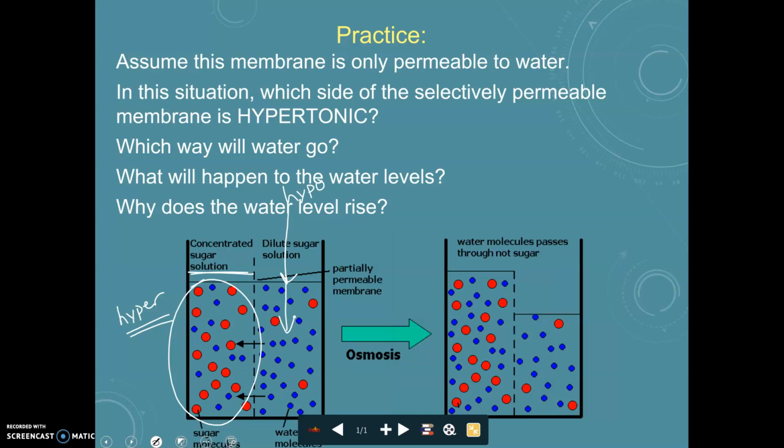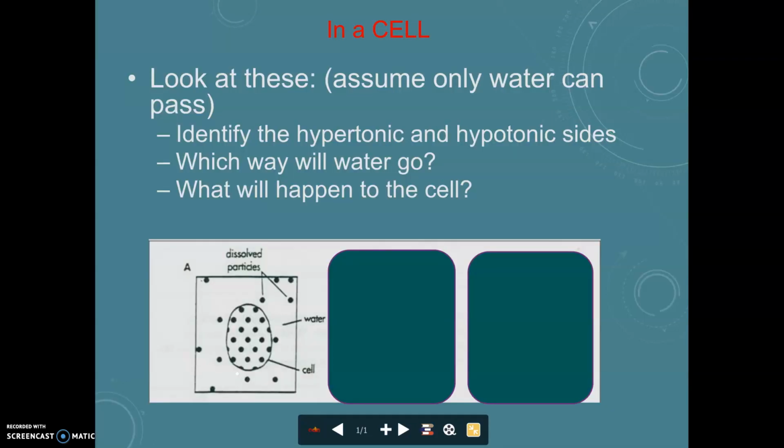And look what happens. So the water went this way. Now, even though you didn't have numbers, you should still know water's going to go to the side that has a higher concentration of solute. If you had numbers, you could actually calculate the percentage of water, and you'd know that water's going to go from where there's more water to where there's less water. But remember, if I count the blue dots, there's way more blue dots over here. That's our water. There's a lot less over here.